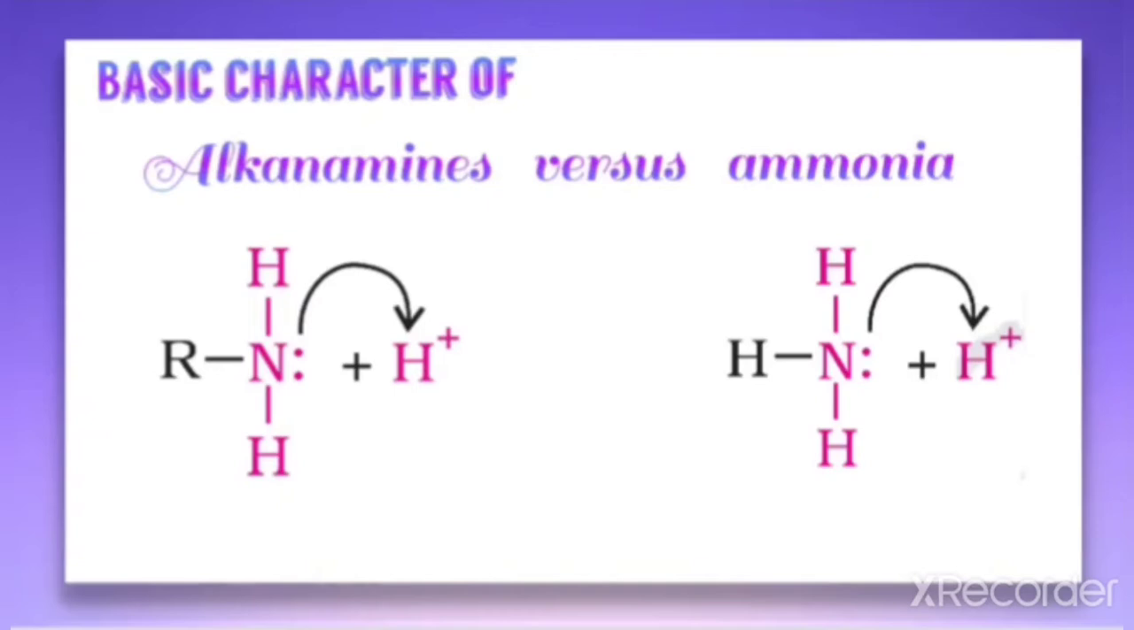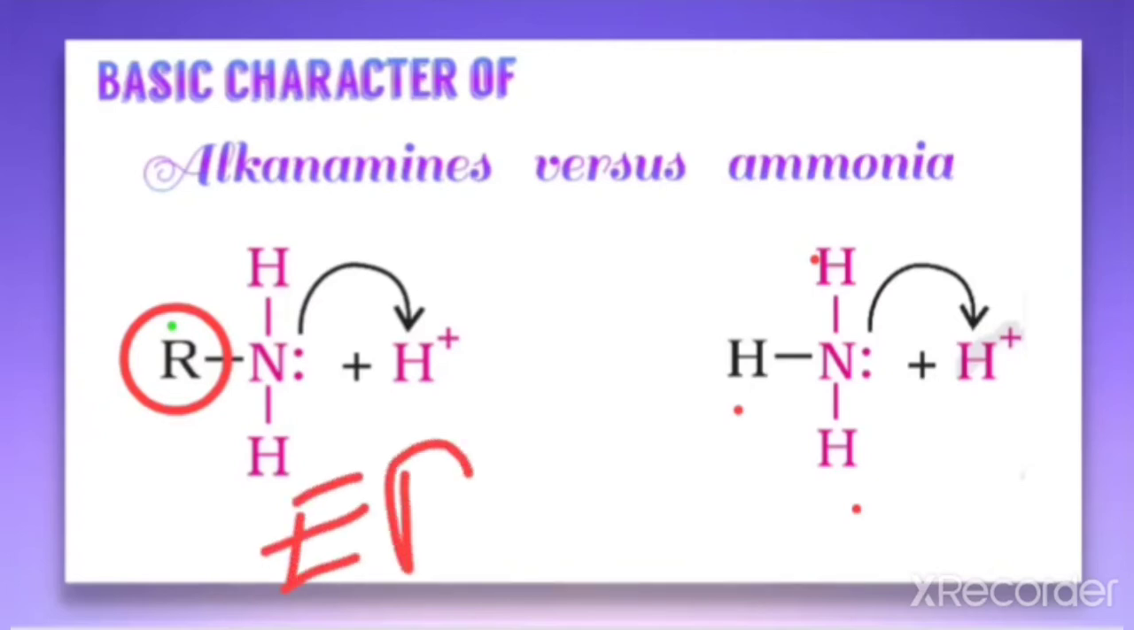So which of the molecules gives the lone pair or donates the lone pair easily, that will be more basic. When we compare these two structures, in the case of alkyl amine there is one alkyl group. Which one is the alkyl group here? This is the alkyl group which is present in alkanamines. But in the case of ammonia, only hydrogens are there, there is no R. And the alkyl group is an electron donating group. Alkyl groups are electron donating groups. That means it has a tendency to donate the electron towards the nitrogen.